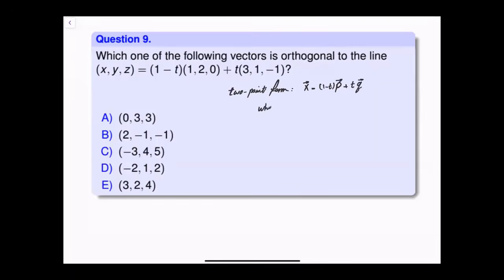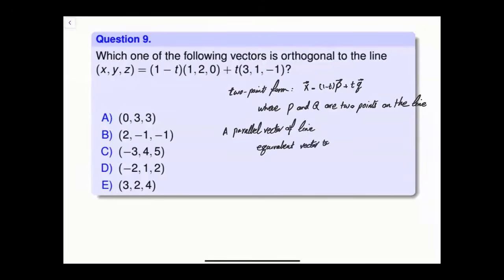where p and q are 2 points on the line. So when you have 2-point form, you can find a parallel vector for the line, which would be an equivalent vector to PQ.